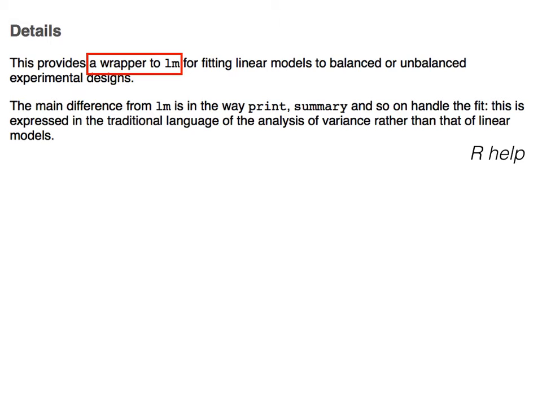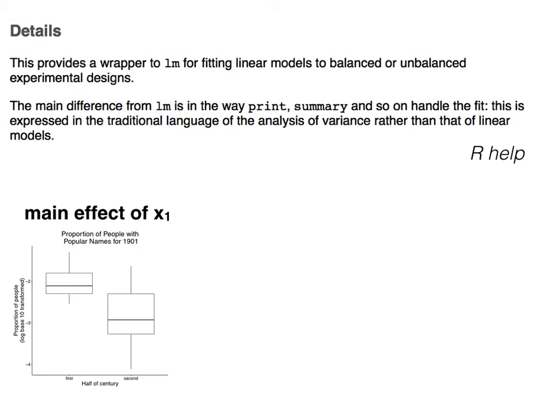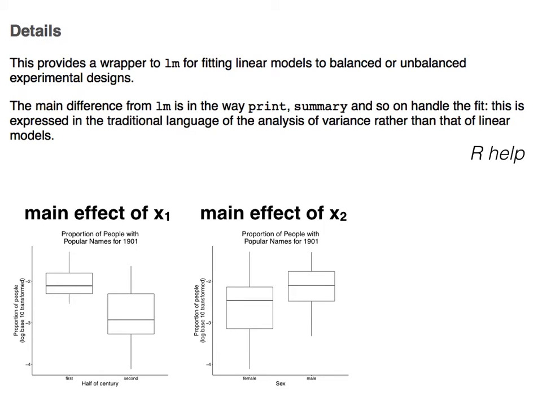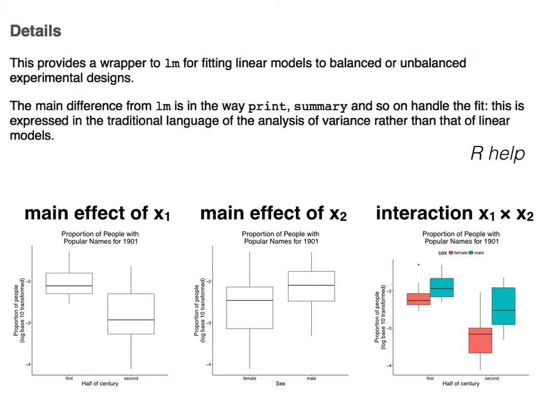What an ANOVA allows us to do, though, is to look at main effects without having to worry about baselines. So an ANOVA on the data we just looked at would give us the main effect of x1, in our case century half, collapsed across x2, in our case sex, the main effect of x2, or sex, collapsed across x1, and finally the interaction of x1 and x2. So instead of having to run two linear models, one without the interaction to get the main effects, and one with the interaction to get the interaction effect, we can do it all with our ANOVA.